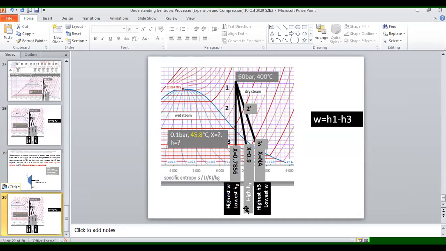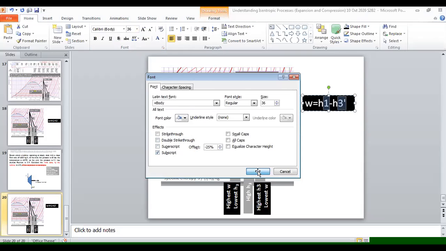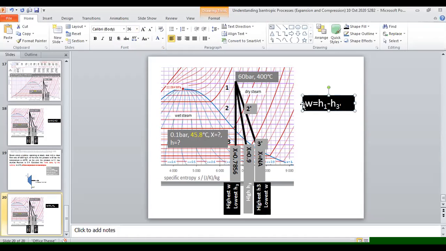So now see, x is 0.9. So you have a little high H3. So you don't have the highest W, but you have a certain W value for x equals 0.9. Still W is H1 minus H3 dash now. H1 minus H3 dash. W is H1 minus H3 dash.